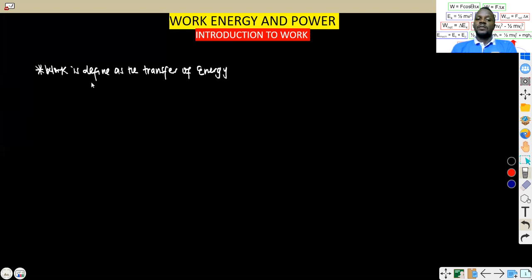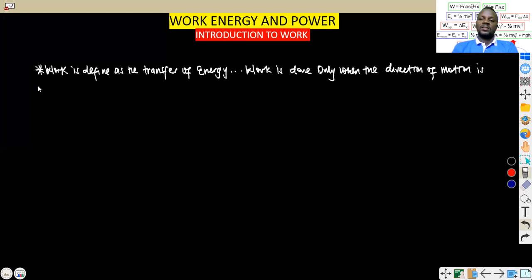Now, if we say work is defined as a transfer of energy, like I said, conditions must be met for work to be done. Work is done only when the direction of motion is in line with the applied force.